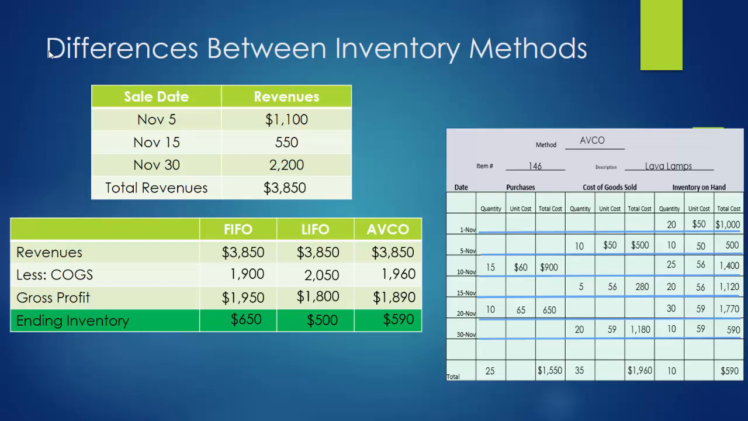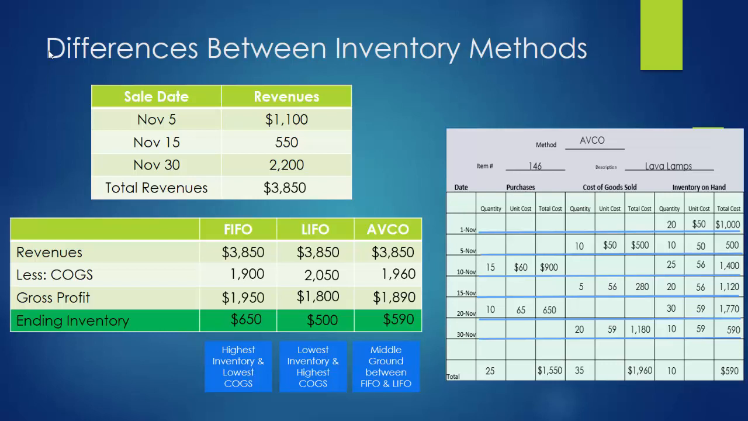So how do these differ? Well, if we use FIFO, it's going to give us the highest reported value of inventory, but the lowest cost of goods sold, and subsequently, because we have the lowest expense, the highest amount of gross profit. If we use LIFO, we're going to have the lowest amount of inventory, but the highest cost of goods sold, which means the least amount of gross profit. And then AVCO is going to give us numbers somewhere in the middle between FIFO and LIFO.